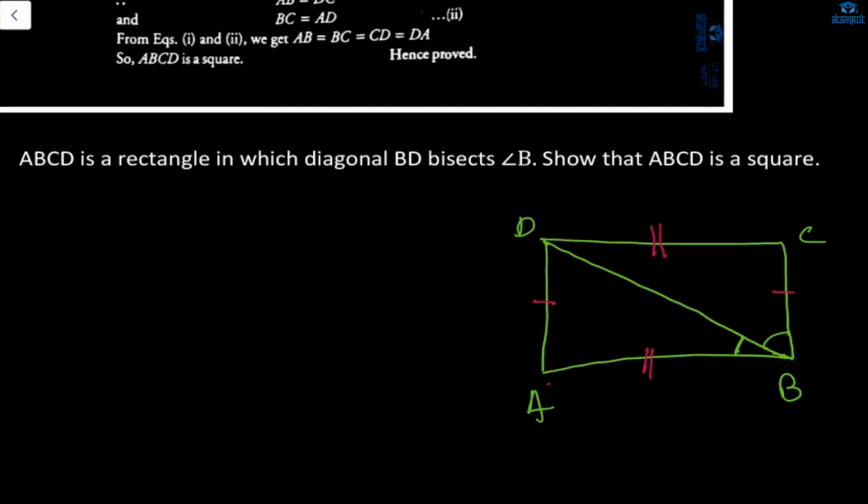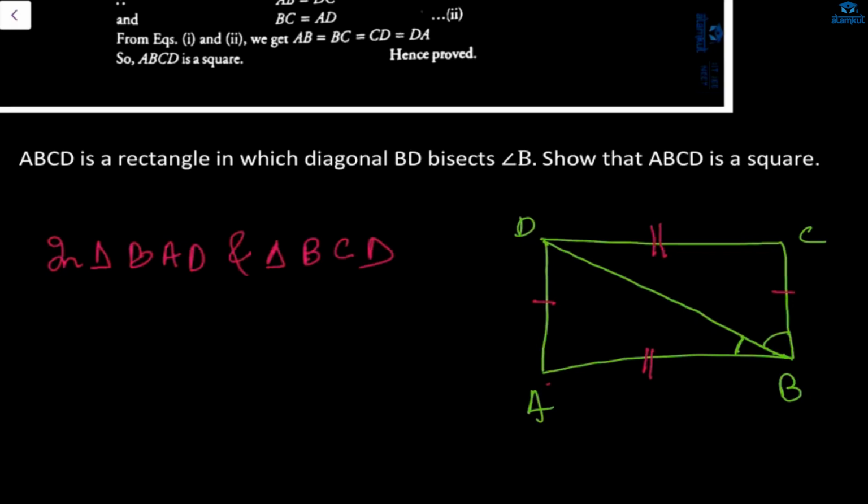Okay, so we are going to take a triangle. Which two triangles will I be taking? BAD and BCD. In triangle BAD and triangle BCD, because opposite sides will also be equal.